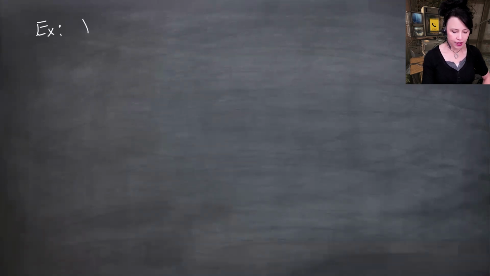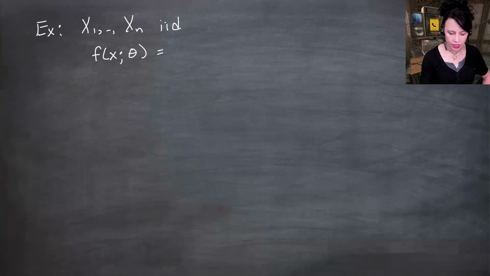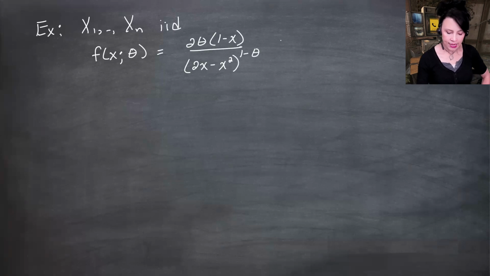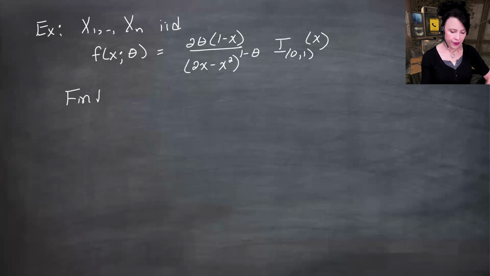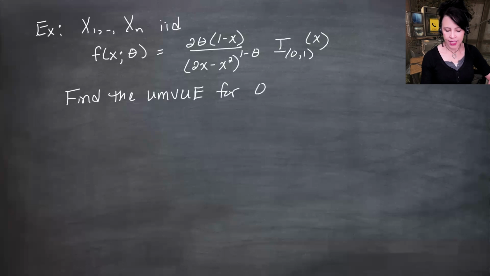So suppose I have X1 through Xn IID from a distribution with the following PDF. I'm not going to name this one. 2 theta (1 minus x) over (2x minus x squared) to the power 1 minus theta, and an indicator saying that x is between 0 and 1. Let's find the UMVUE for just theta itself, or tau of theta equals theta.